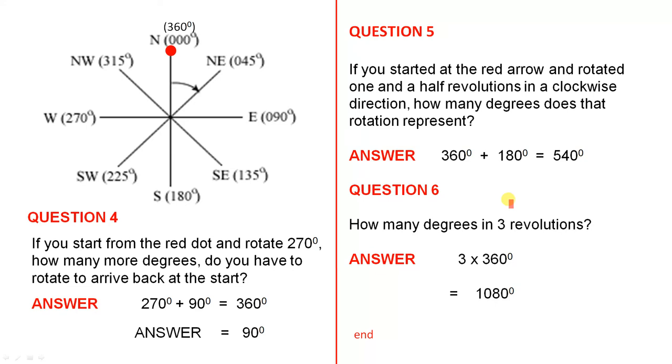And finally, how many degrees in 3 revolutions? Well, we know that 1 revolution is 360, so 3 times 360 is 1080 degrees.